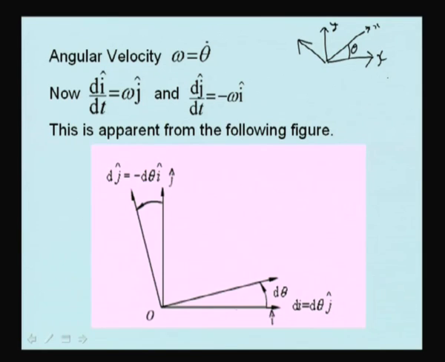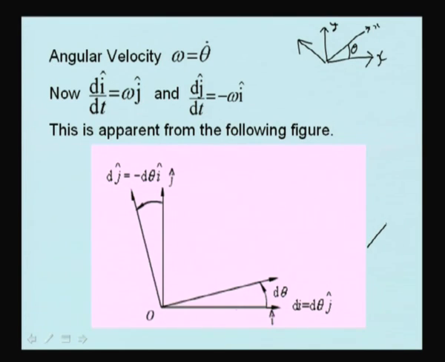In the translating reference frame, di by dt was 0. However, in the rotating reference frame, di by dt will not be 0 because the vector, although it is maintaining the same magnitude, is rotating, that means it is changing direction. This is apparent from this figure. Here the unit vector i has rotated by an amount d theta. Therefore, there is a change in the position of the vector.